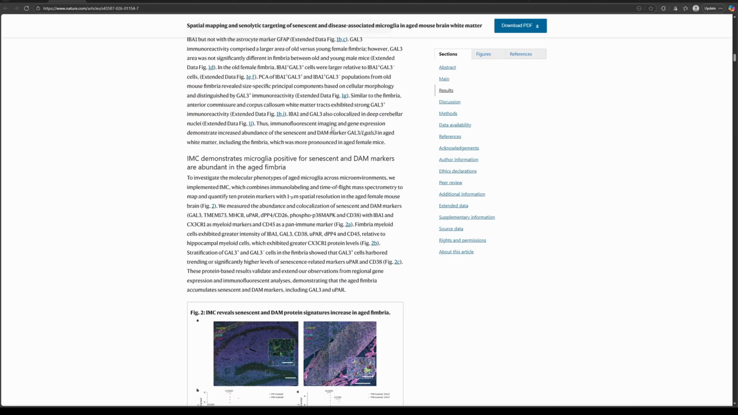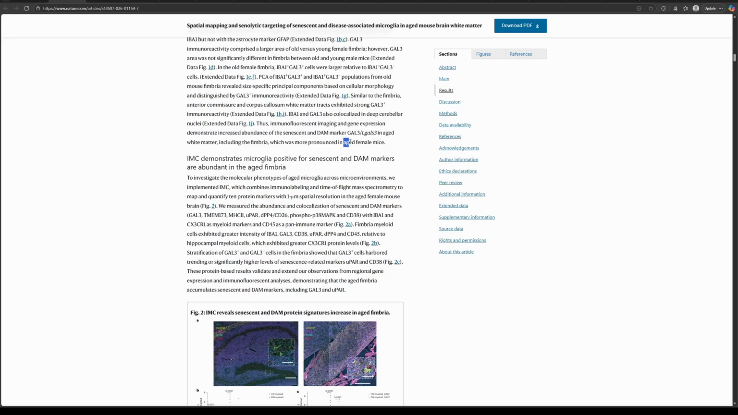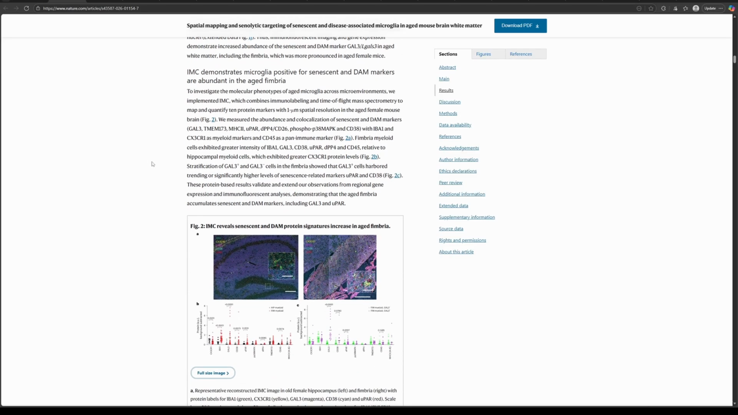Thus, immunofluorescent imaging and gene expression demonstrate increased abundance of the senescent and DAM marker Gal3 in aged white matter, including the fimbria, which was more pronounced in aged female mice. This is the one thing to take away here, is that this specific senescent protein was found significantly more in aged female mice and in aged male mice, but to a lesser degree.